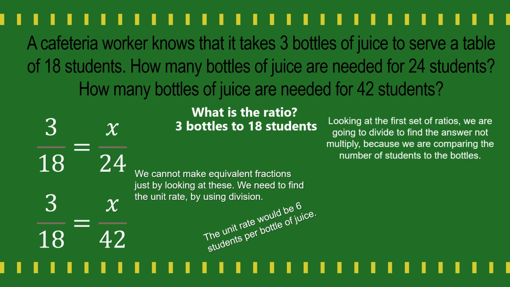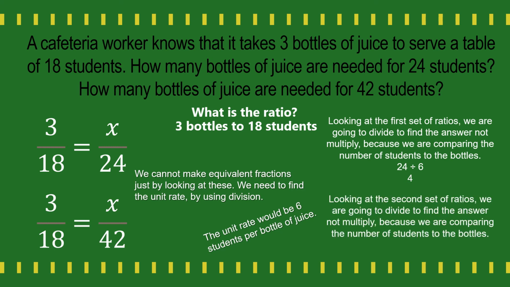Looking at the first set of ratios, we're going to divide to find the answer, not multiply, because we are comparing the number of students to bottles. So I would say 24 divided by 6 gives me 4. So in order to serve 24 students, we would need 4 bottles of juice.